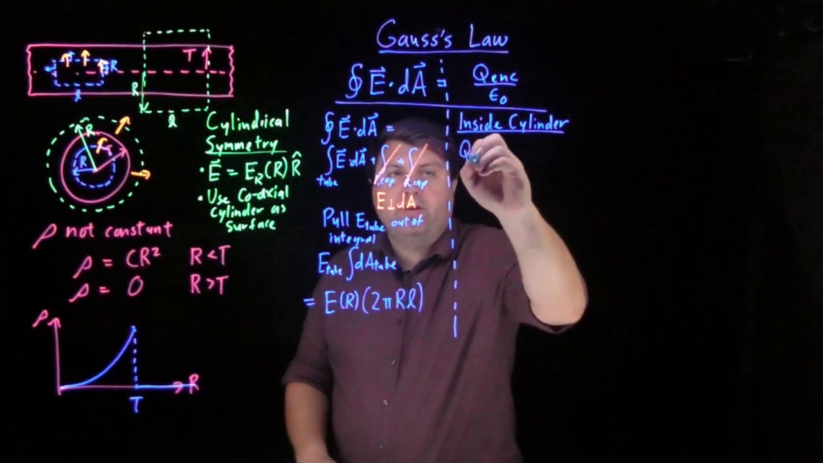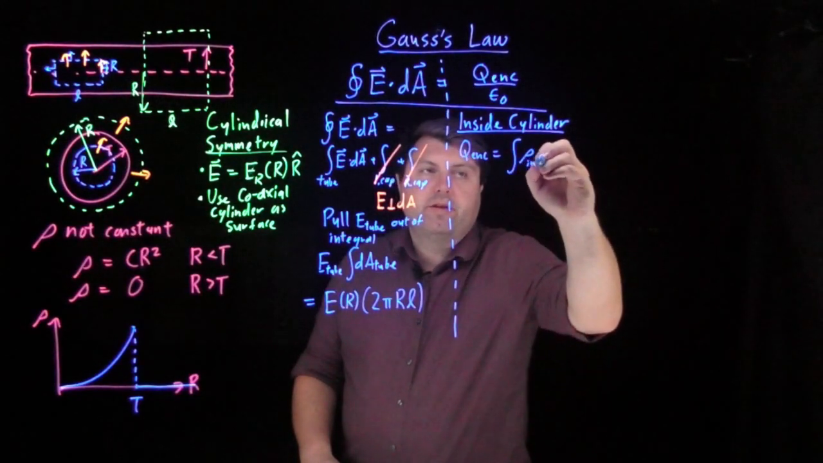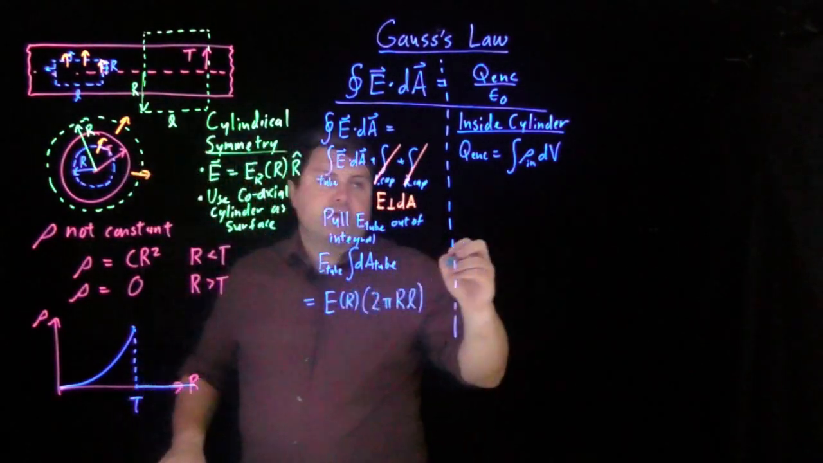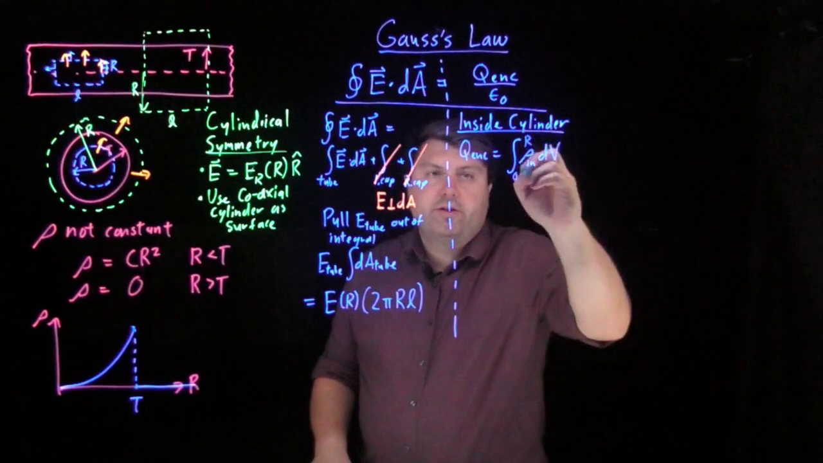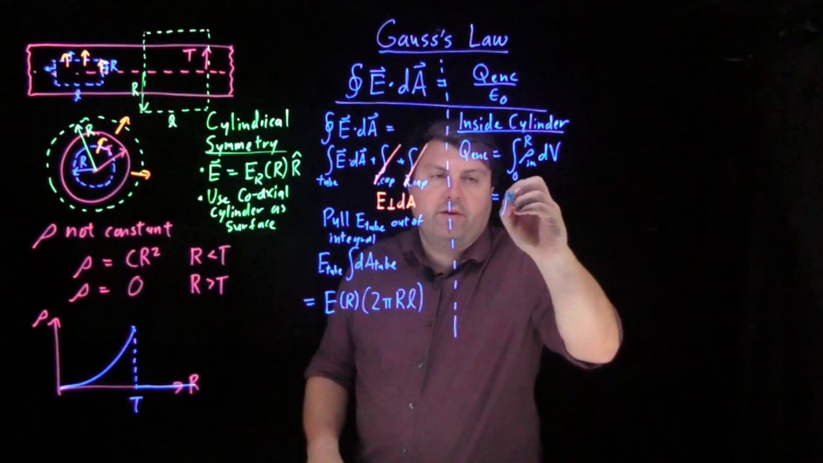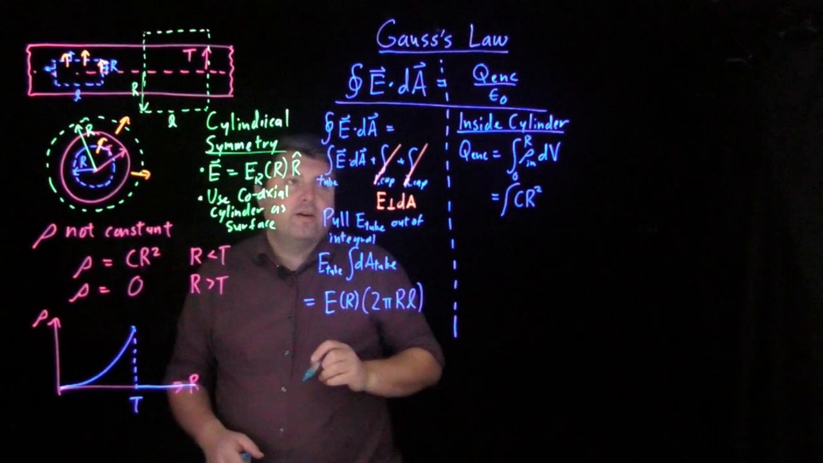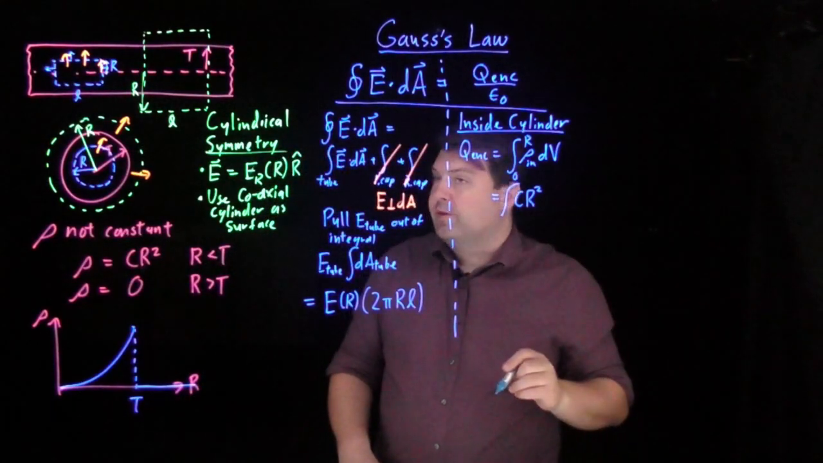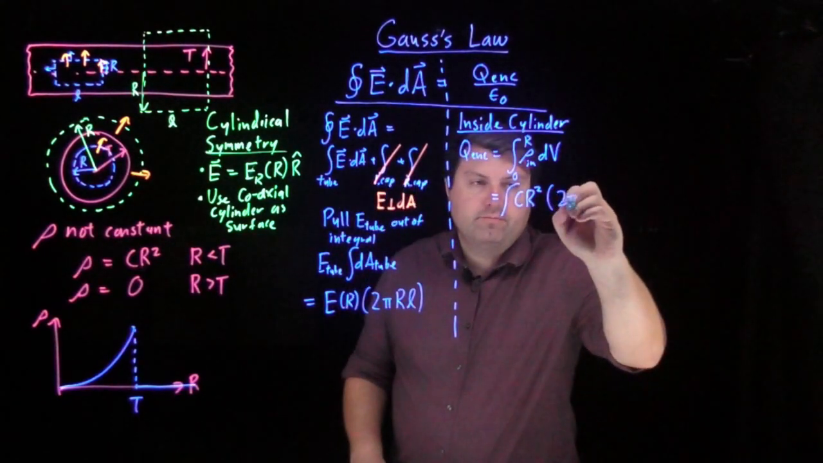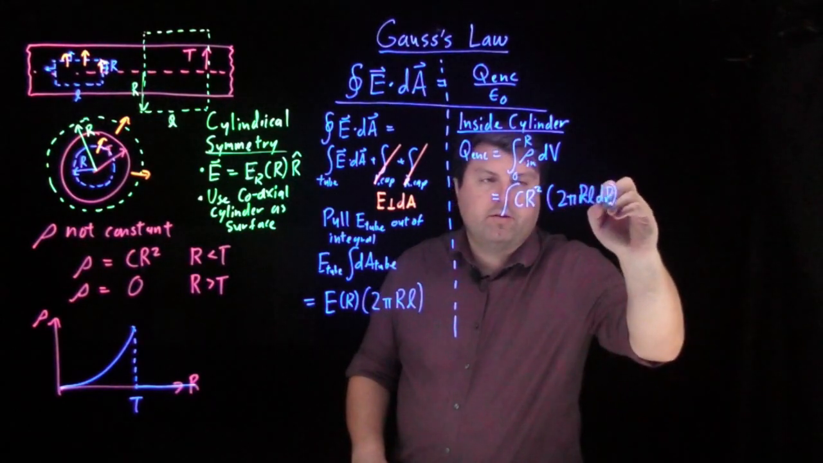Inside the cylinder, our Q enclosed is equal to the integral of rho enclosed times dV, and we integrate up to our r. So we integrate from 0 to capital R. Well, so then we plug in our rho for this. So we have the integral of C R squared. Our dV for the tube part is going to be 2 pi R L dr, capital R, capital R.